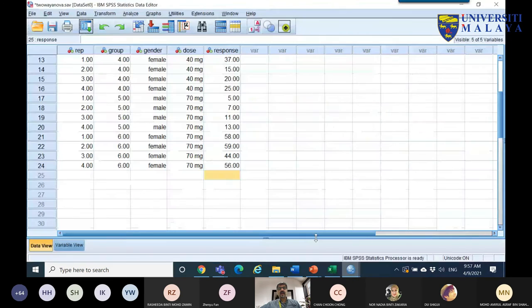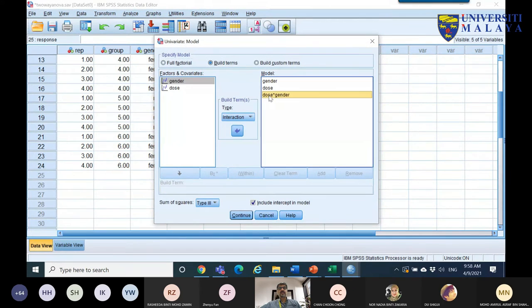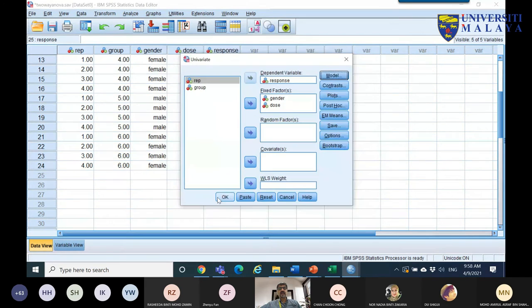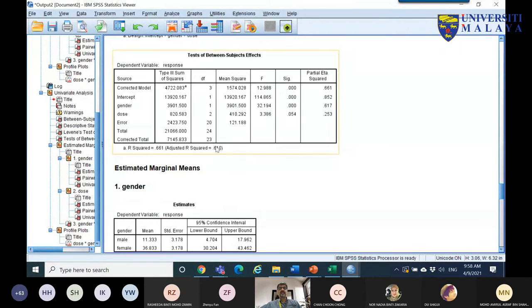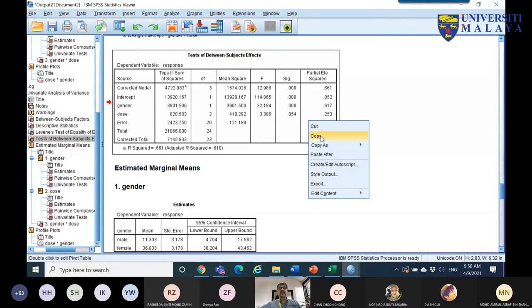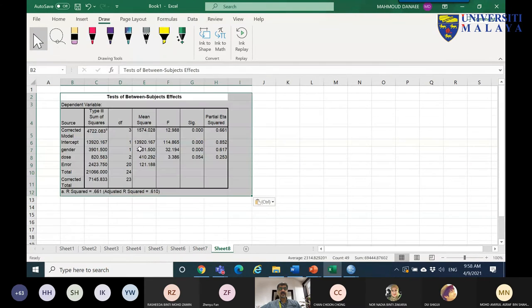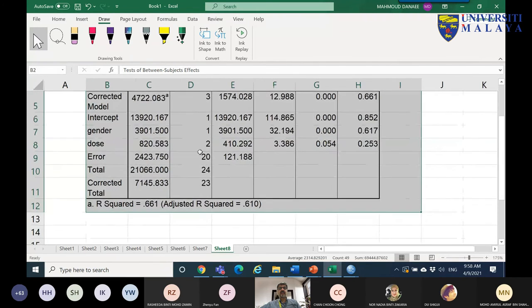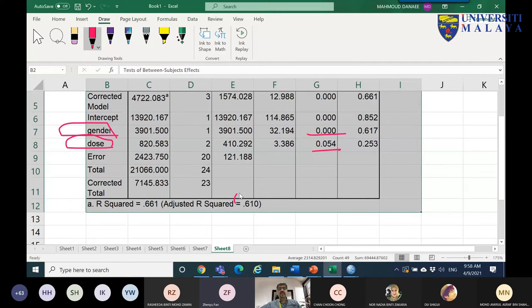So look at here, what will happen if I exclude the interaction from the model? Suppose I just put gender and dose in the model. What will happen? Look at the R square of the model. How much is it now? 61%. And look at the dose. Dose is significant. I remove the interaction from the model and I just keep the gender and dose. Gender is significant, dose is significant. But look at the R square of the model. How much is it? 61%.